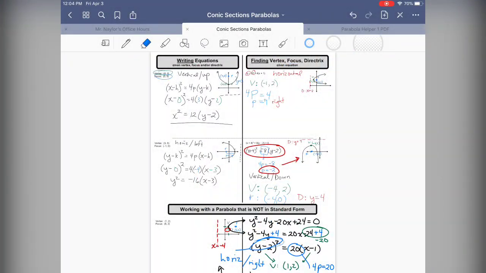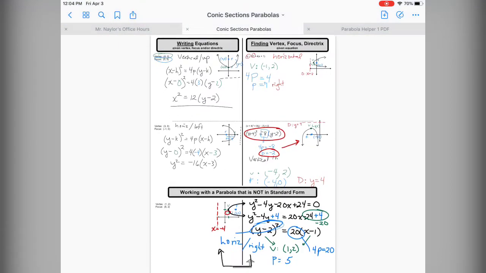All right, let's flip back over to the front. We're going to look at just a few more examples that you're going to find out are actually kind of like your homework.